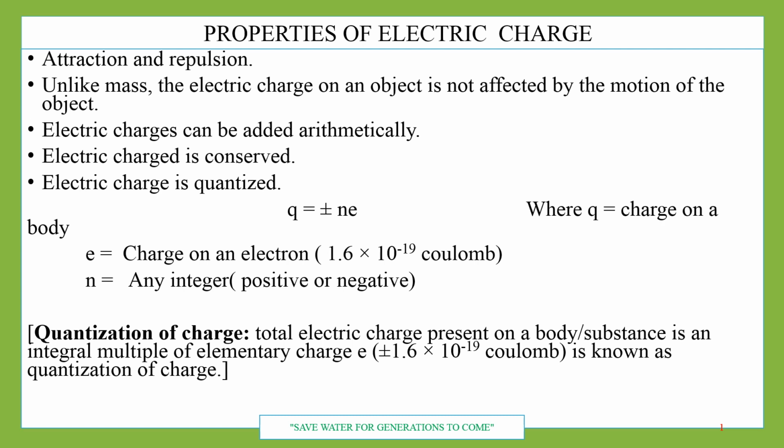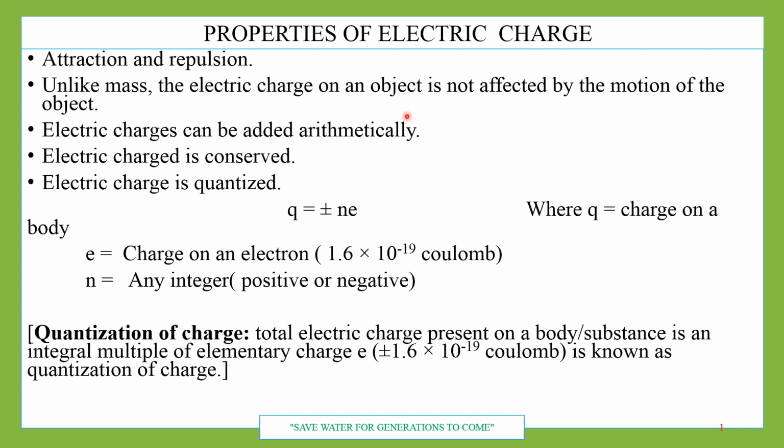Now next, what are the properties of charges? So these are some properties of charges: attraction and repulsion. We have discussed earlier, similar charges repel each other and opposite charges attract each other. Unlike mass, the electric charge on an object is not affected by the motion of the object, even when a body is attracted by another body or charge is transferred.